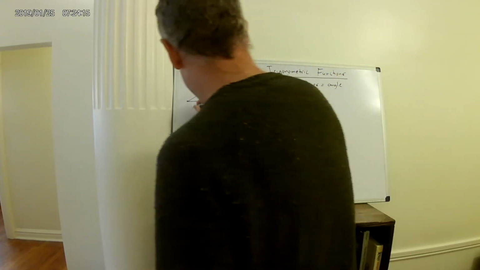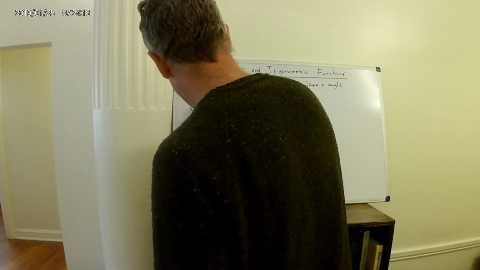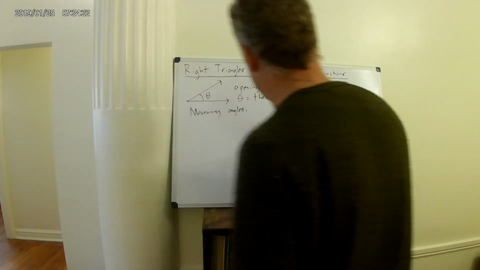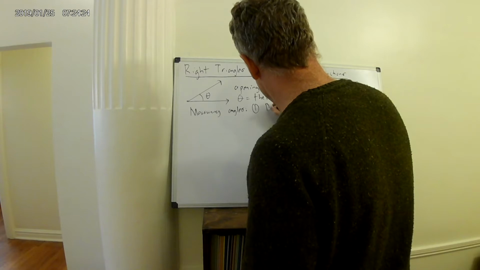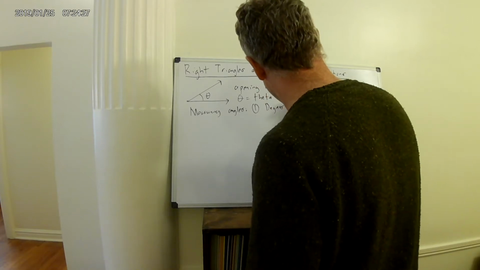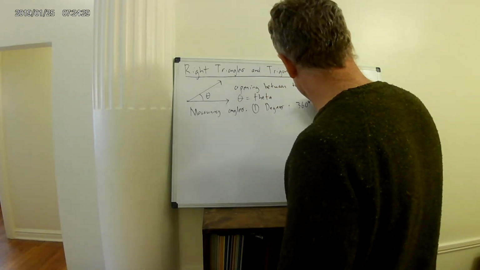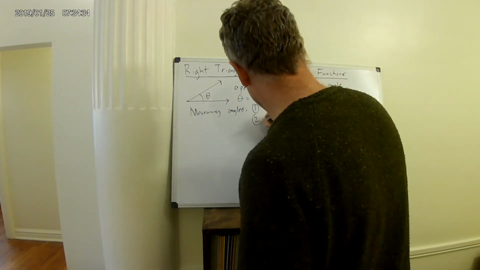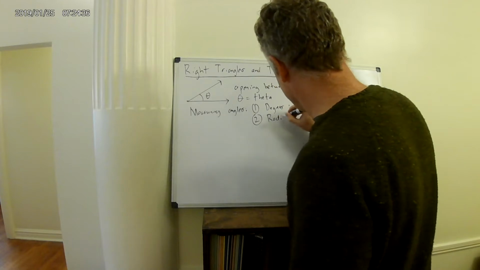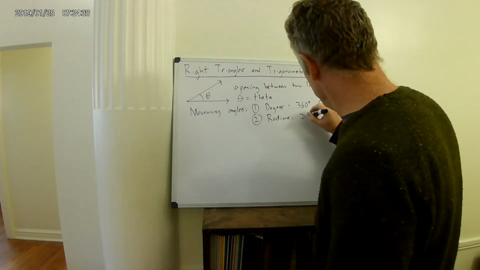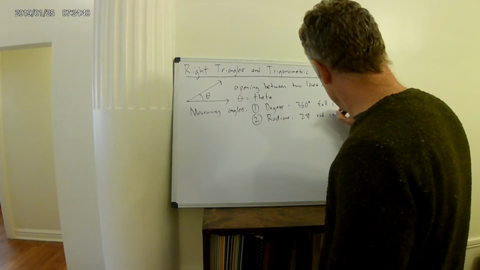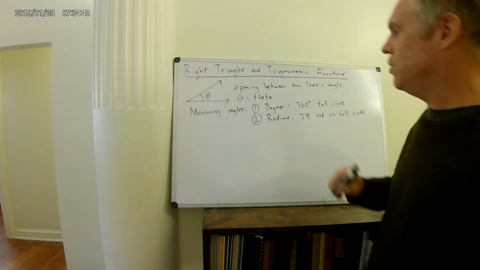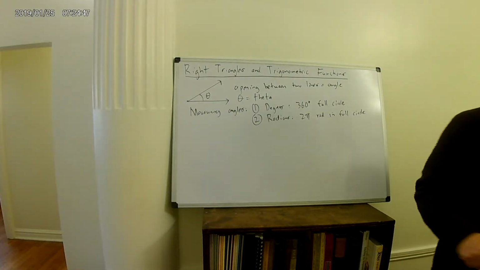And basically there's two ways to measure angles. You can either measure angles in degrees, and there's 360 degrees in a full circle. Or you can measure angles in what's called radians, and there's 2 pi radians in a full circle. In this class, we're pretty much going to use degrees, but it's good to know you can also use radians.